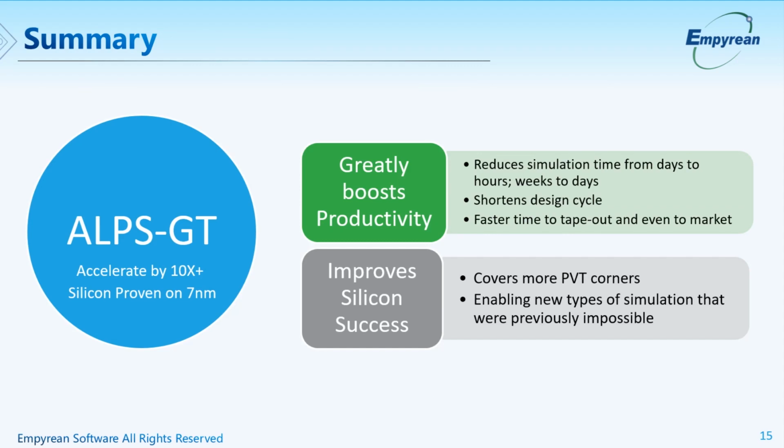So ALPS-GT is our GPU-based SPICE simulation. It can provide more than 10x speed up over your current solutions, and its accuracy has been verified on 7nm designs. It can greatly boost your productivity because it can greatly reduce your simulation times, and also it can improve your silicon success because it can allow you to run much more simulation than before, or even run new types of design simulation that were previously impossible.